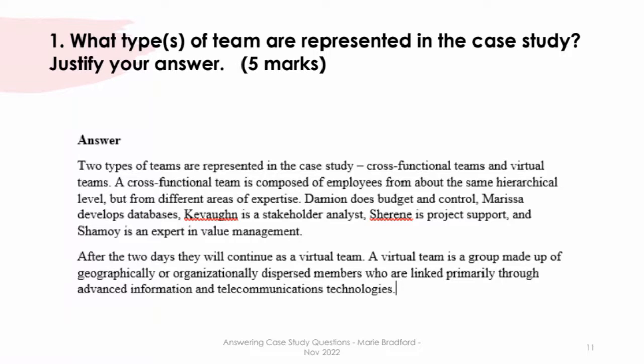Because if you just leave it at cross-functional team and virtual team and don't explain to me why, you're probably only going to get 1 mark out of the 5. You need to explain to me, why do you say that they are a cross-functional team, and why do you say that they are a virtual team? We need to know that. All right, so good 5 marks.